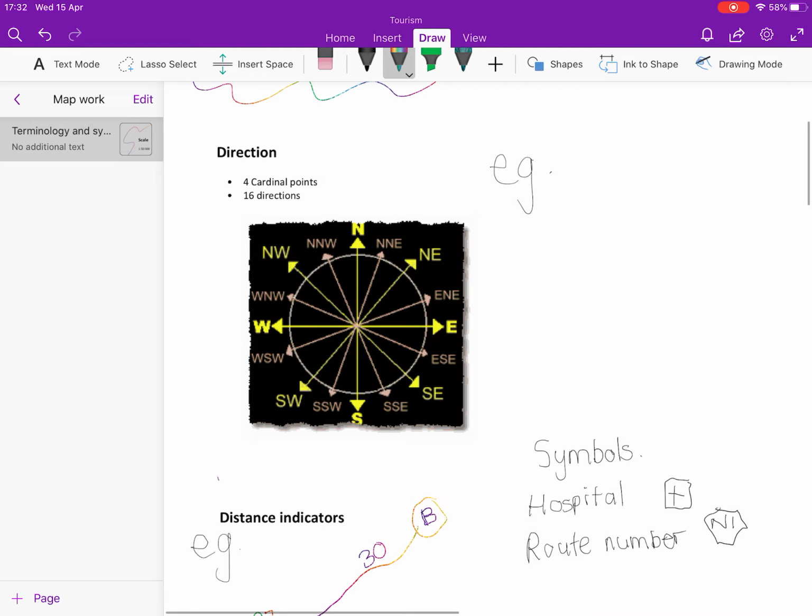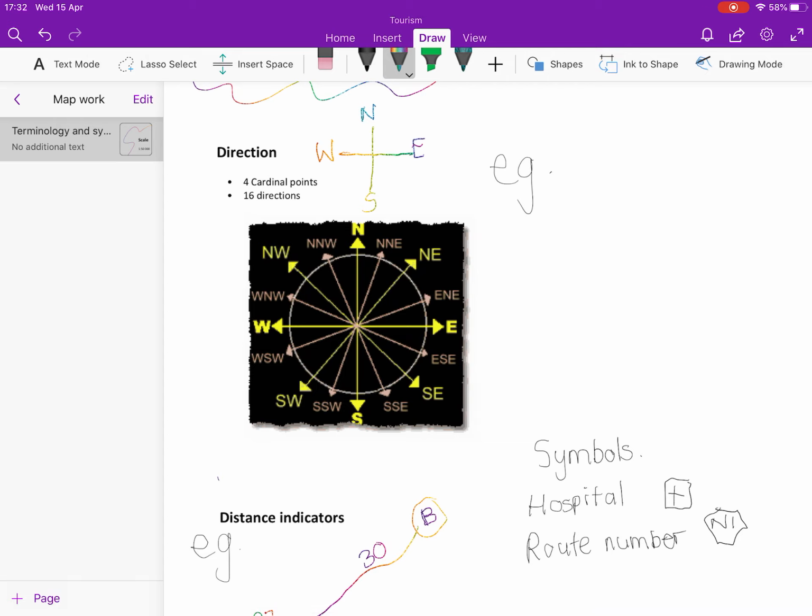The next thing we are moving on to is direction. So, you know, we have 4 cardinal points on a compass. Okay, that's a bit of a skew line. Let's fix that. Okay, 4 cardinal points. We have north, east, south, and west. All right, but we do have 16 different directions as indicated on this picture below.